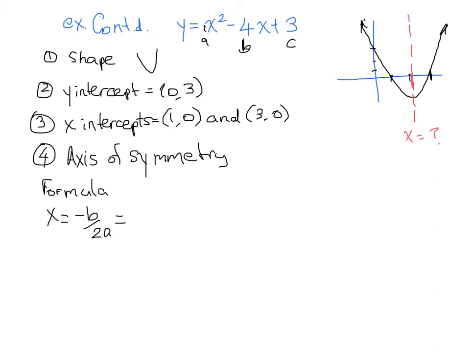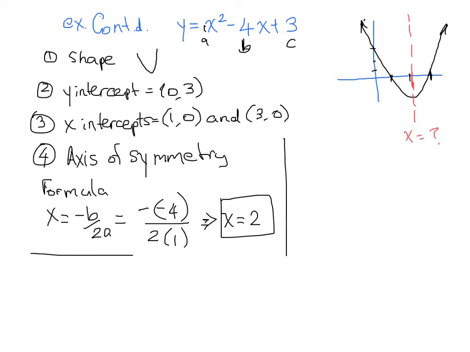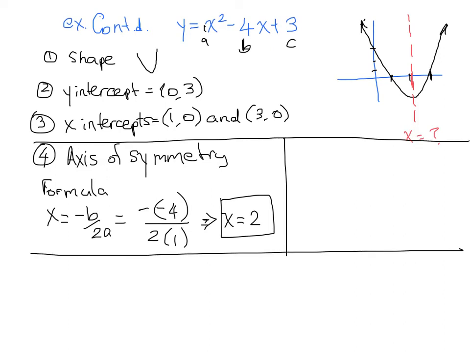So x is equal to negative 4, so that's coming from our b here, over 2 times a, and a is just 1, so 2 times 1. All right, so x is equal to negative negative 4, which is just 4, over 2, so x is equal to 2. That's one way to do it, using the axis of symmetry formula. I actually prefer another way of doing it, so I'm going to put a little line here so we know that this is two ways of doing the same thing.